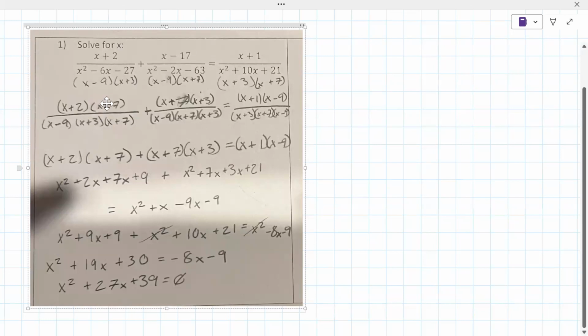So this one's missing an x plus 7. This one's missing an x plus 3. So there is an issue in the numerator. You're multiplying the numerator. It's easy to do this.